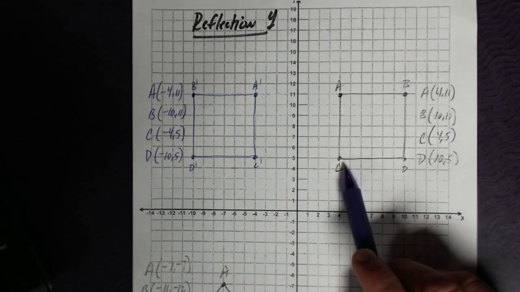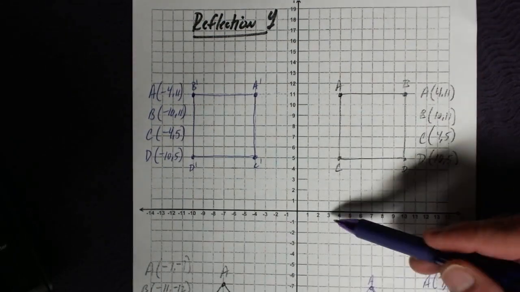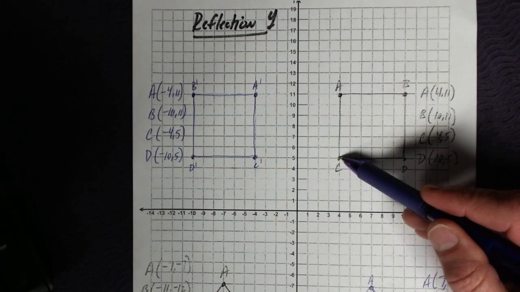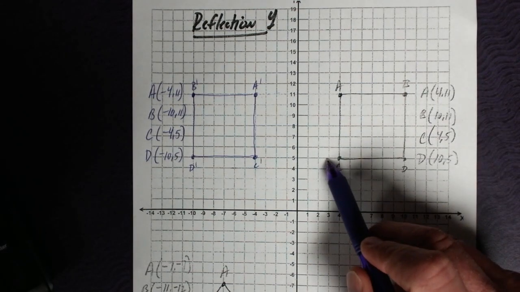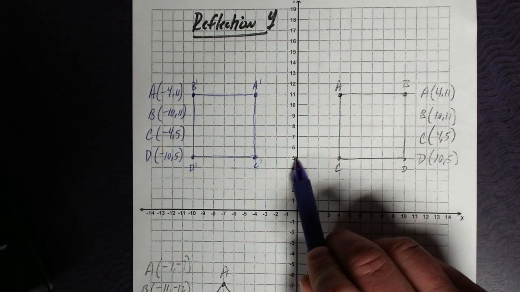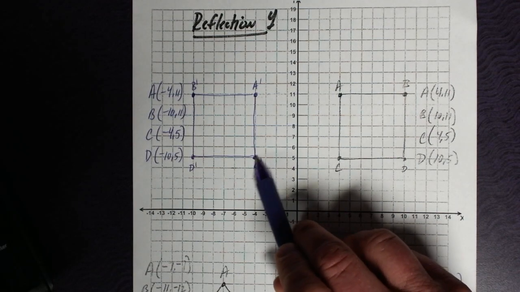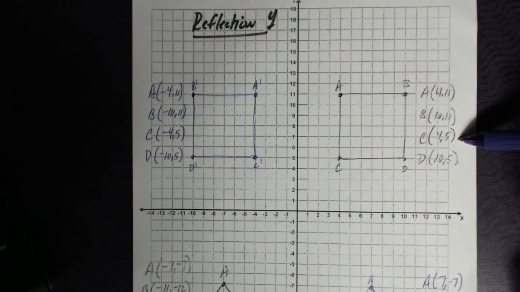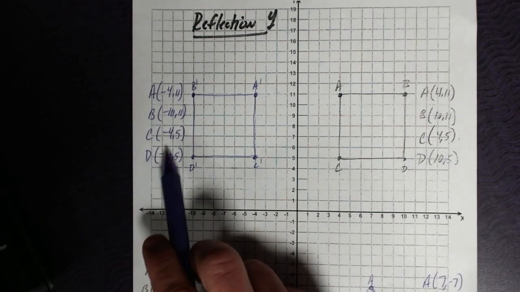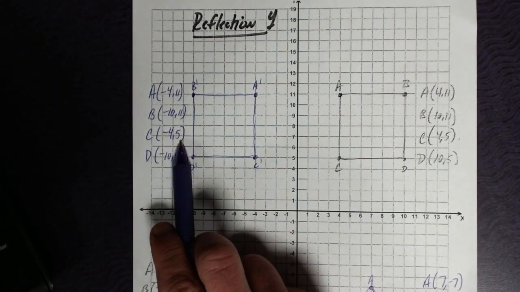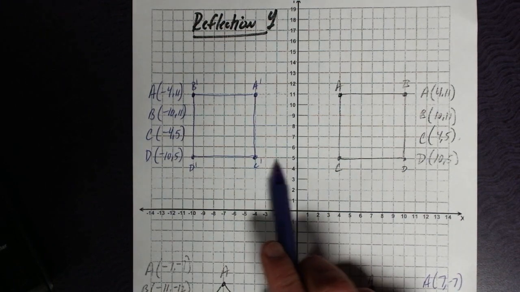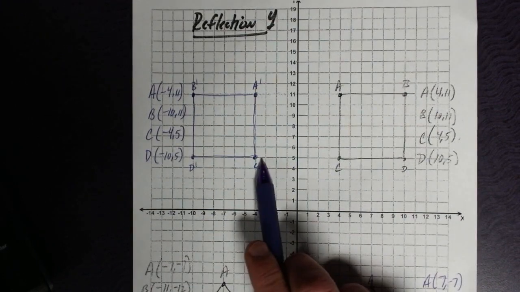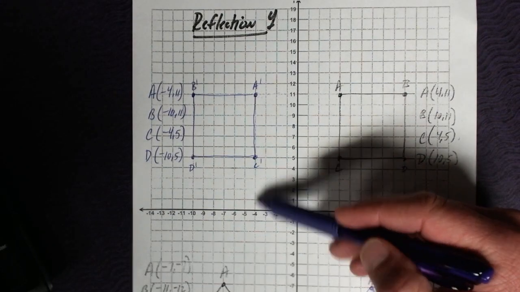C is positive 4, positive 5 up. 1, 2, 3, 4 spaces from the y, so it's got to be 4 spaces beyond the y. So we started at positive 4, 5. We ended up at negative 4, positive 5, because it stayed on this 5 right here. But now it's over here in the negative 4.